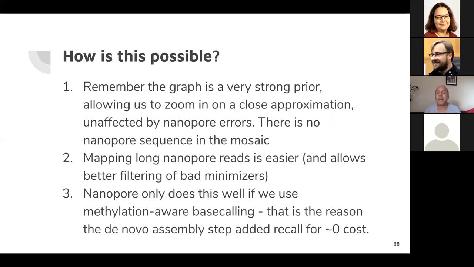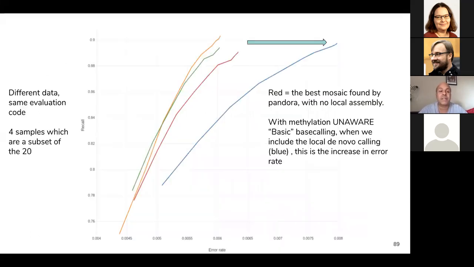The second thing is mapping long nanopore reads is easier. They cover multiple genes, and that allows me to do better filtering of bad minimizers. And the third step is nanopore actually only does this well if we use methylation-aware base calling. That's the reason why the de novo assembly step adds recall for very little cost. And I'm going to say tilde 0 because in the example I'm about to show you, there's zero cost literally. In some other samples, I've seen a marginal cost. So it depends on the data.